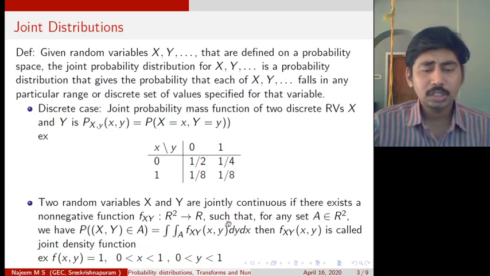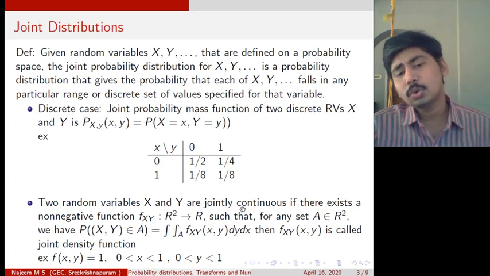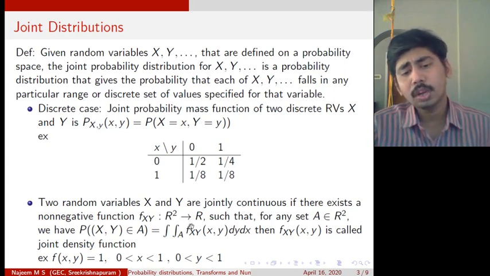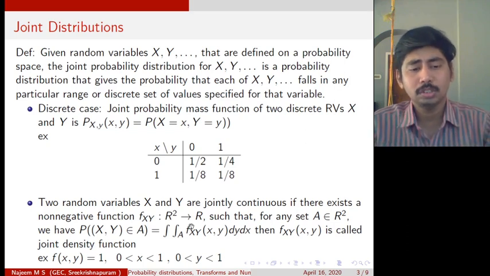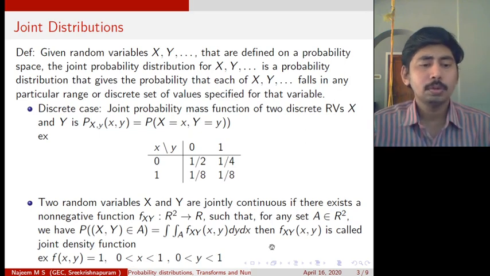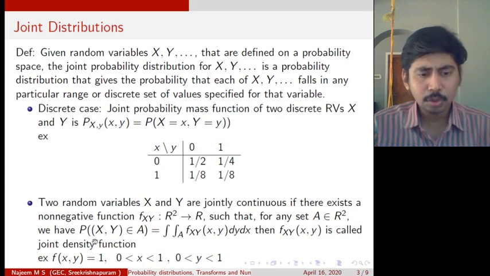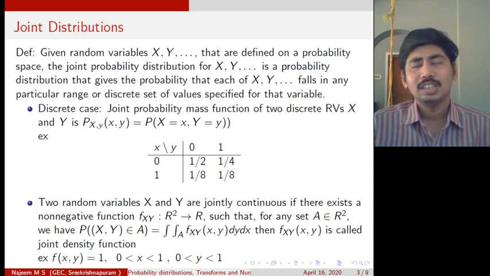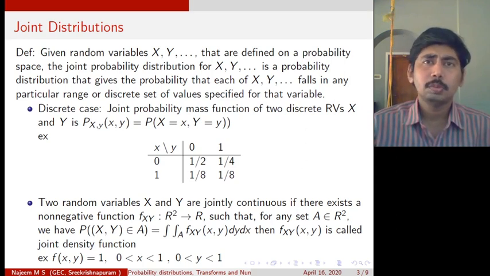One thing you should notice: in the continuous case you should always integrate to get the probability. You cannot directly take probability from a continuous distribution. For example, if this is a distribution f of xy equal to 1 for 0 less than x less than 1, it doesn't mean the probability of a point is 1. It does mean that if you integrate this over a specific area, you will get the probability of that area. On a single point, the probability will always be 0.